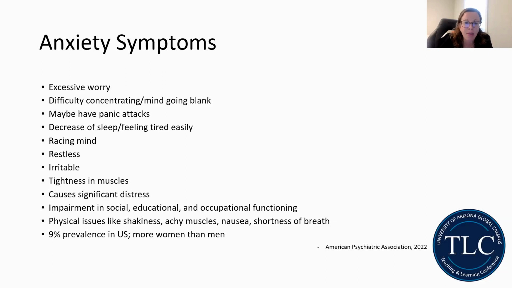A decrease in sleep, wanting to sleep, needing to sleep, trying to sleep, and just feeling tired and not being able to sleep. Lots of different kinds of issues with sleep, a racing mind, restlessness. Often those are related to the sleep issues, where they want to try to sleep, but they just can't because their mind is going 100 miles per hour. Irritability, muscle issues. So really this can cause impairment in all sorts of functioning, interpersonal functioning, school functioning. There can be physical issues.